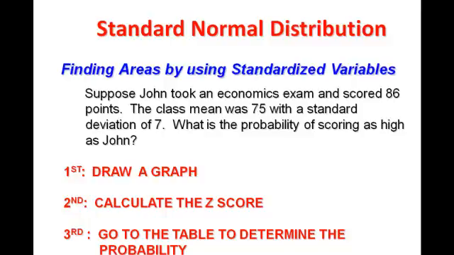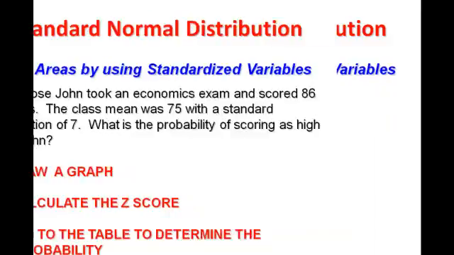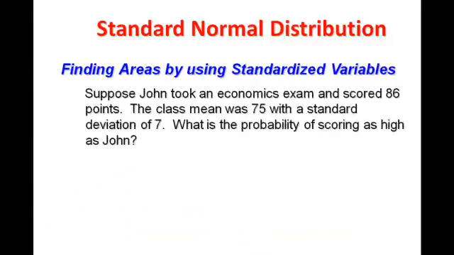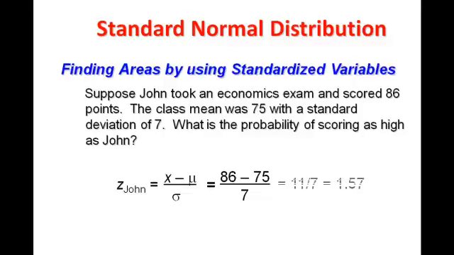So once you've drawn your graph, then you'd calculate your z-score. You could go to the table to determine the probability, or you could go to Excel using Megastat to calculate the probability. I'm just calculating the z-score here by hand because, as you know, Excel doesn't easily calculate a z-score. It's not like we get an easy command where we could say calculate z. But anyway, the z-score comes out 1.57.